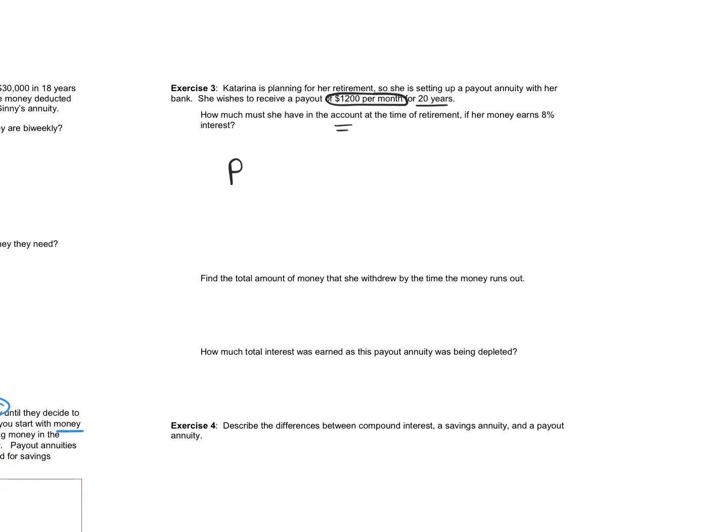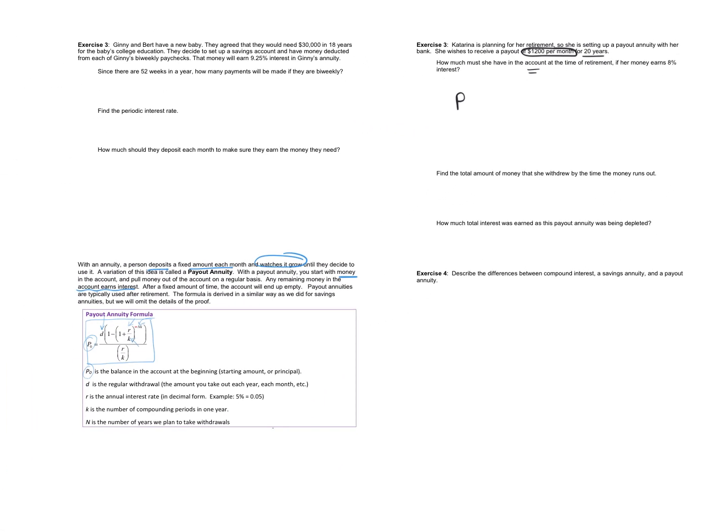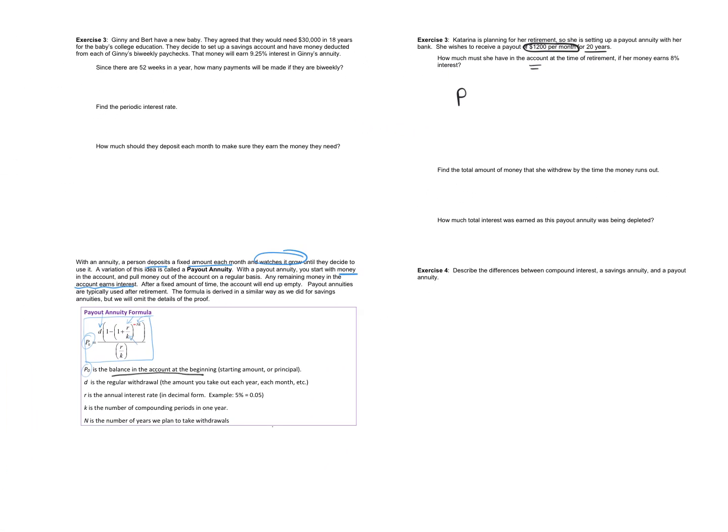So stepping back, we do not know the balance in the account at the beginning. That's what we want to find out. But we do know that she would like $1,200 every month. And be careful, there's parentheses within parentheses. So it's 1 minus, we have 1 plus, our interest rate is 0.08. We're going to divide by 12 because she's going to receive that $1,200 every month. This is going to be to the minus, careful with that, nk.